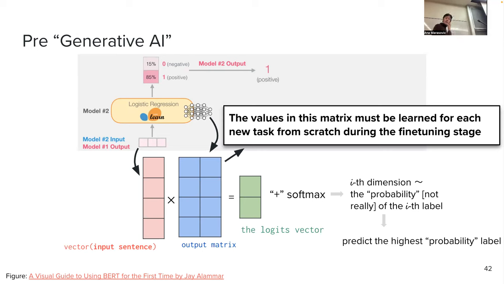The issue with this is that the values in this matrix must be learned for each new task from scratch during the fine-tuning stage. So if you want to do classification of sentiment labels, you have one output matrix. If you want to do topic classification in 10 classes, you have another output matrix, and so on. And this is good if you care about a single task. And there is nothing wrong with caring about a single task. You might want to build a specific application. Your application can be cast as a classification, and this would be a perfectly reasonable approach to solve that task.